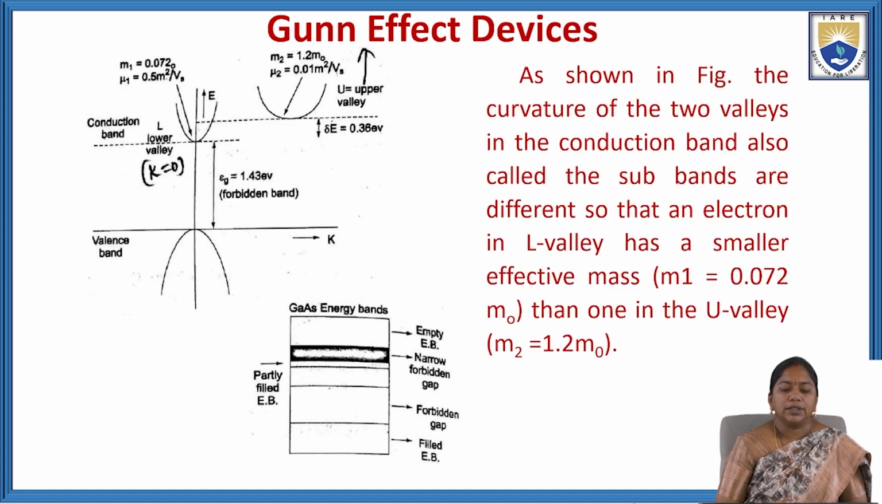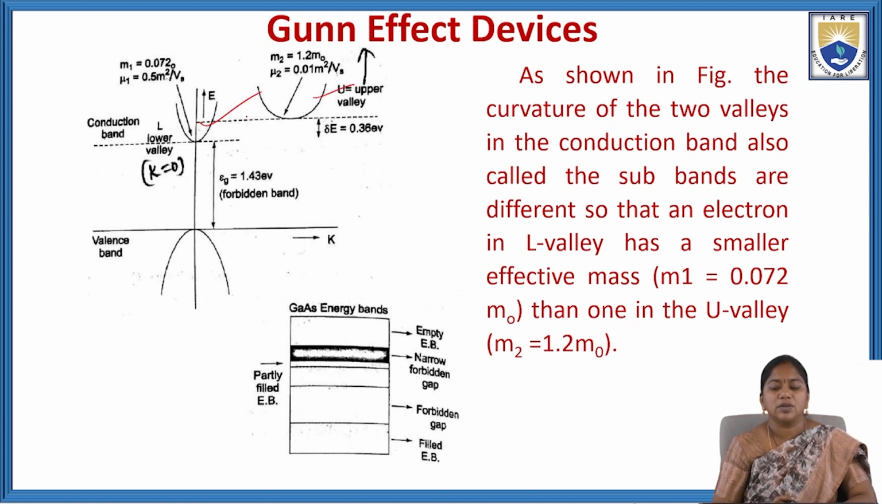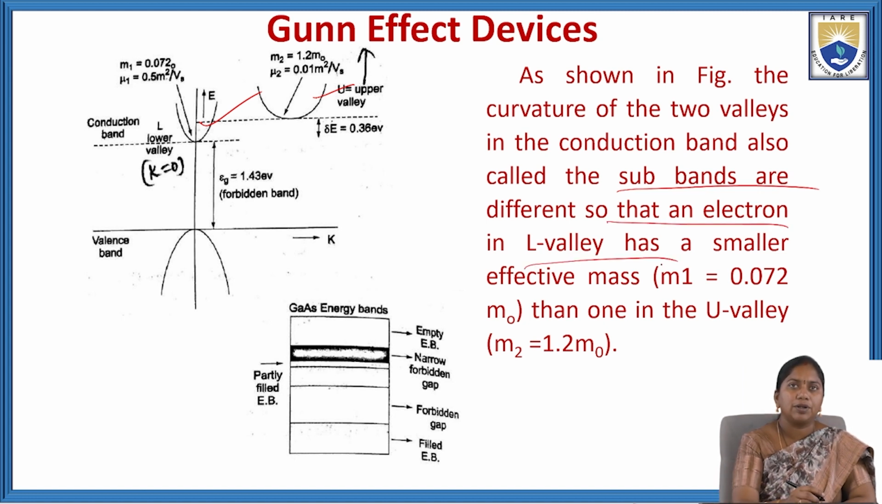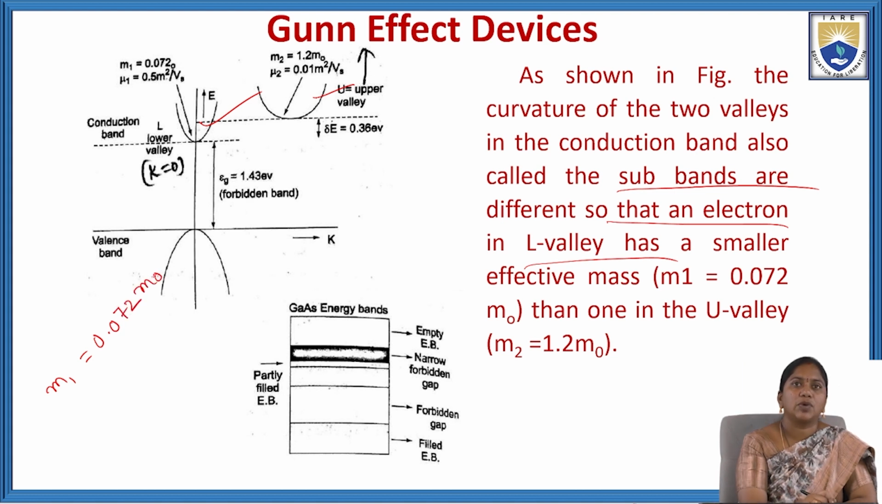As shown in the figure, the curvatures of the two valleys in the conduction band are also called the subbands. Those are different, so that an electron in the L valley has a smaller effective mass. The electron in the L valley has an effective mass m1 equal to 0.072 m naught, where m naught is the mass of the electron. The electron in the U valley has mass m2 equal to 1.2 m naught.